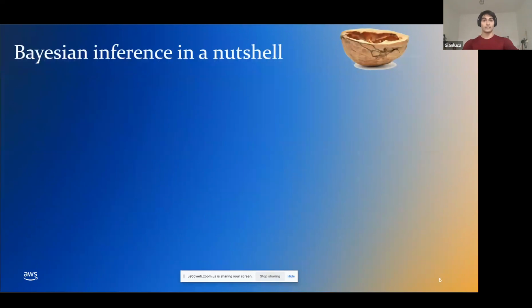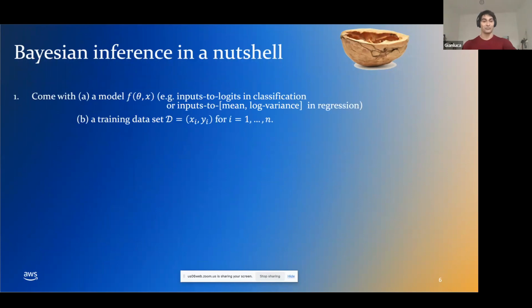Okay, Bayesian inference in a nutshell. Maybe again, I probably don't need to explain, but let me go through it. Why not? So you have a model. This is at least the way that we think about it. This could be a deep learning model. It's usually a deterministic model, f of theta and x, where theta are the model parameters and x are the inputs.